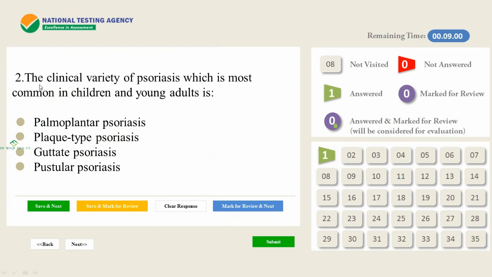And the next question: the clinical variety of psoriasis which is most common in children and young adults is palmoplantar psoriasis, plaque type psoriasis, guttate psoriasis, or pustular psoriasis. Always keep an eye on the changes happening in the question palette. Eight questions are not visited, one is already answered, and we are in the second question here. The answer is guttate psoriasis.